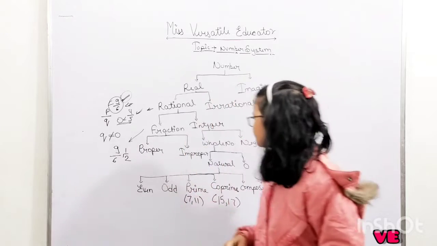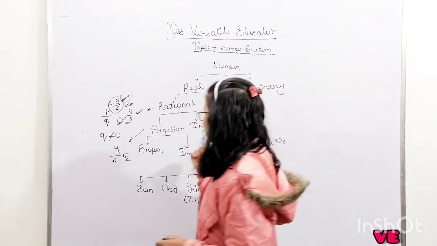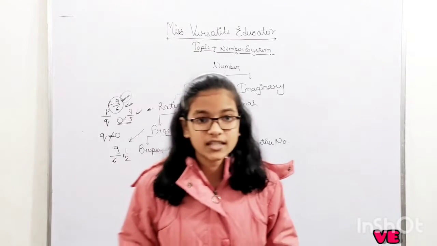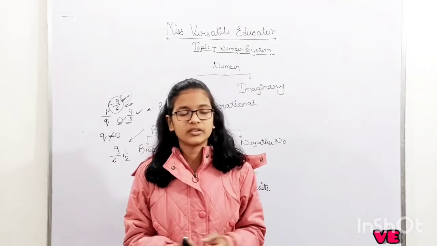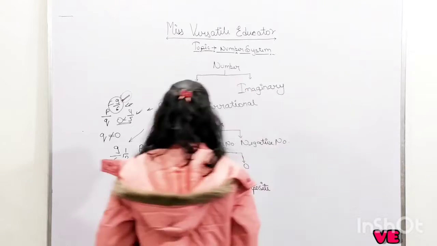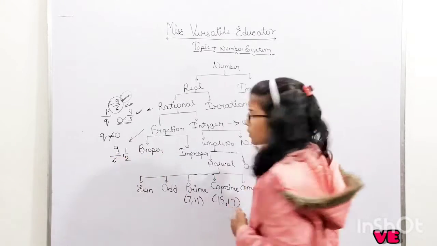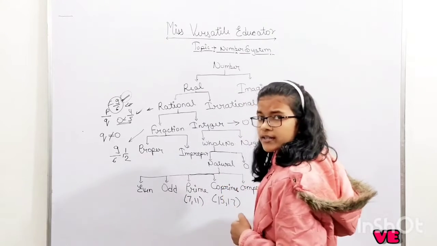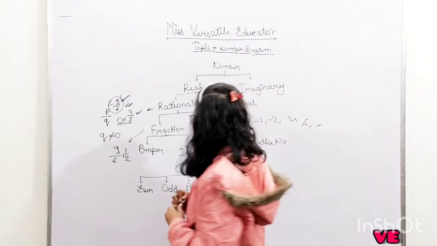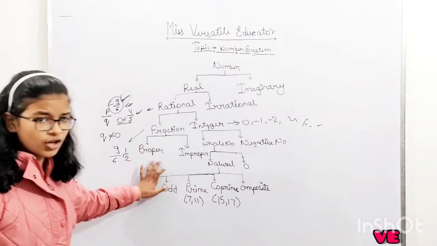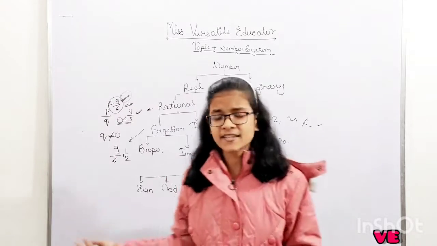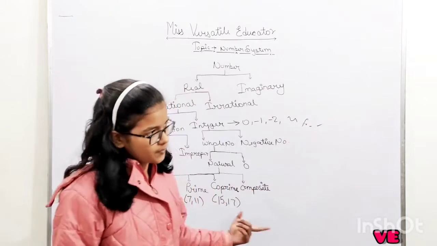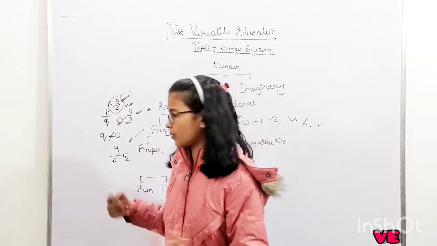Then is integers. What is an integer? All the counting numbers, meaning all the positive numbers together with 0 and the negative numbers, are known as integers. For example, 0 is an integer, minus 1 is an integer, minus 2, 4, 6 and so on. Then are the parts of fractions. Although fractions have many parts, today we will learn mainly two, proper and improper.